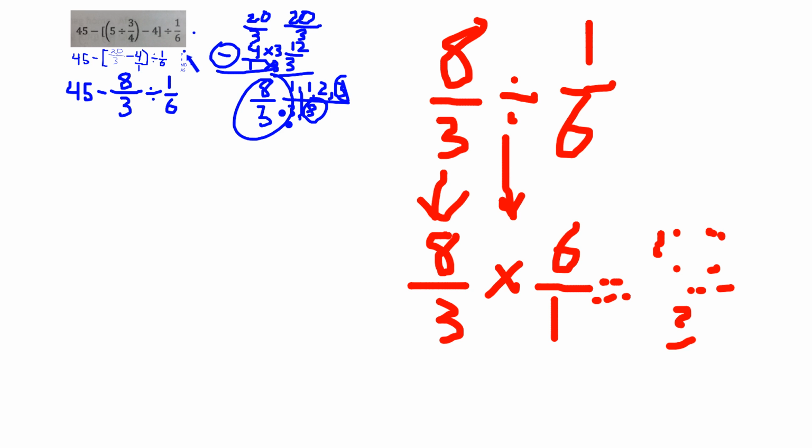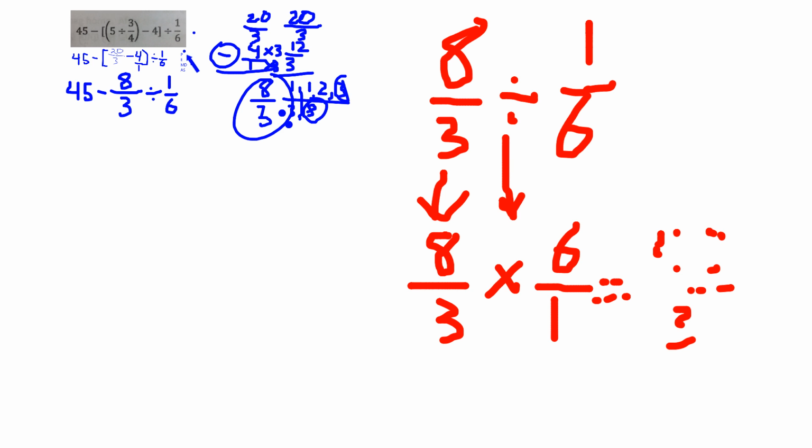What we have is two different symbols: a subtraction symbol and a division symbol. So the question is, which one do we do first? If we follow the order of operations which we looked at earlier, then the division will come before the subtraction. So I'm going to do 8/3 divided by 1/6 over here on the side.